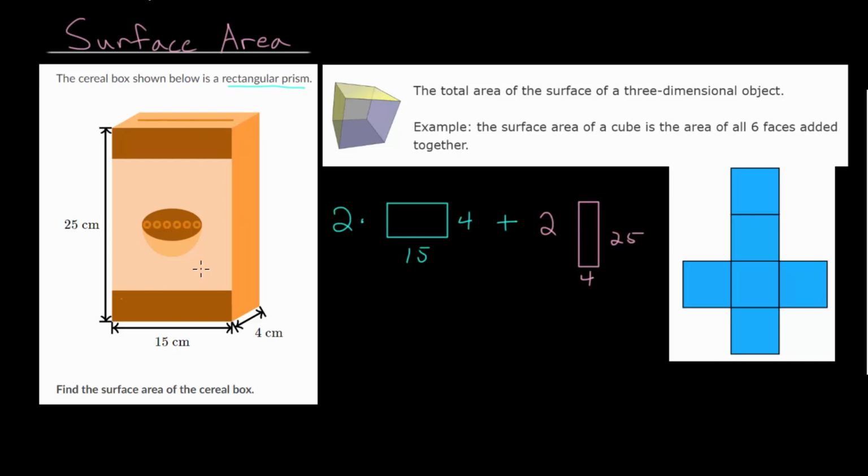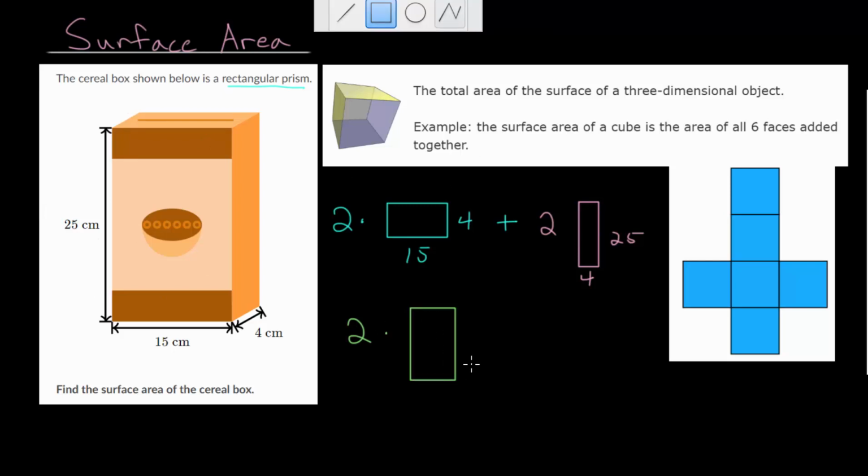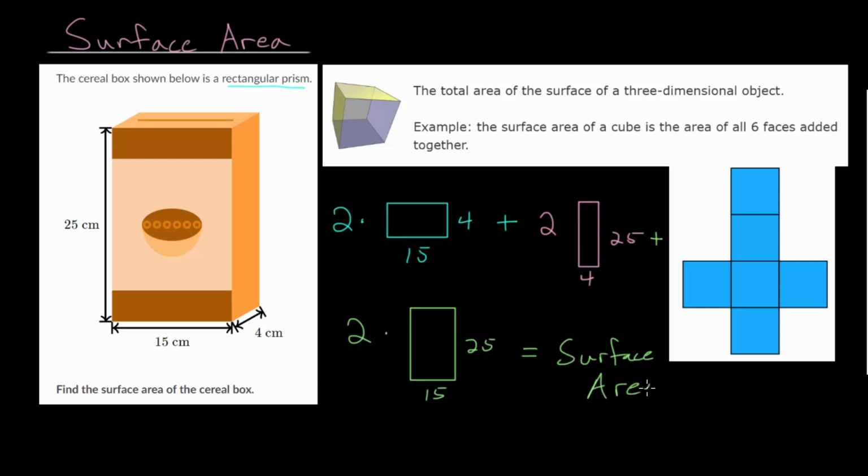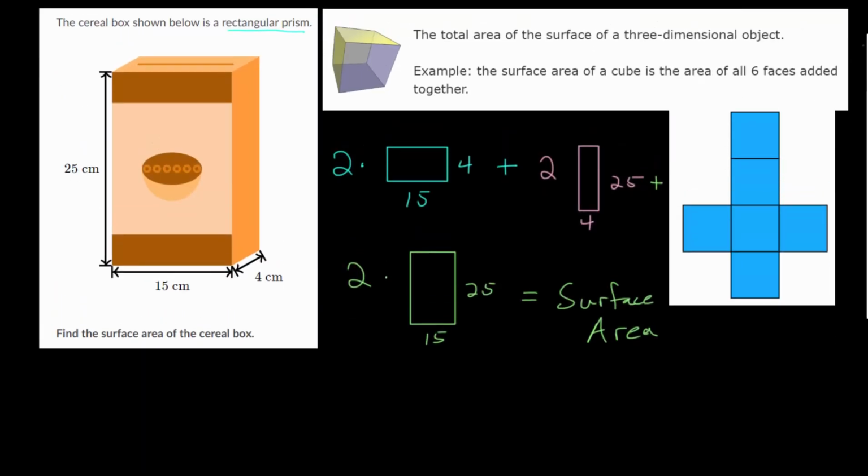And then we also have the rectangle on the front. So we'll add twice that rectangle as well. And this one is a 15 by 25 rectangle. And if we add all of these together, we get the total surface area of our rectangular prism. So let me make a little bit of space and we can start working through this one.